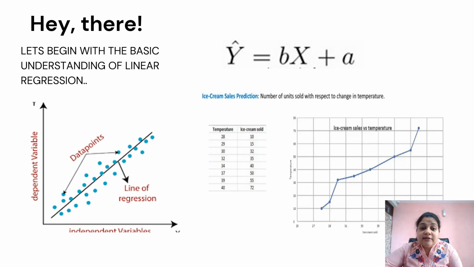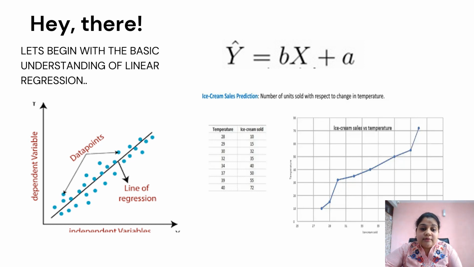Linear regression is the basic model of regression where we estimate the relationship between two variables. One variable is called the independent variable and the other is called the dependent variable. In this diagram, the blue dots are the data points of our data, and the black line plotted is the line of regression, which is estimating the relationship between the independent variable plotted on the x-axis and the dependent variable plotted on the y-axis.